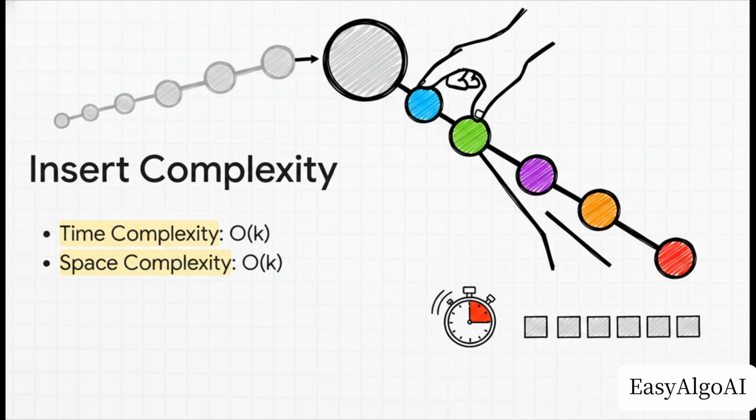Just to round out our analysis, let's briefly review the insertion complexity. Thankfully, adding wildcards to our search didn't ruin our insert function at all. The time complexity to insert remains completely standard at big O of k, because we only ever have to traverse or add at most k nodes for a word of length k. The space complexity is also big O of k. This represents the worst-case scenario where the new word shares absolutely zero prefixes with any existing word in the trie, meaning we have to allocate memory for k entirely new nodes.